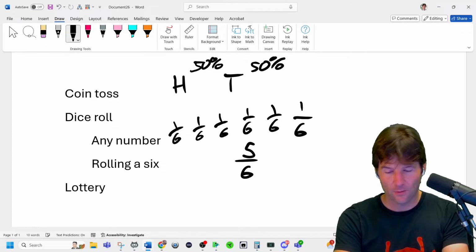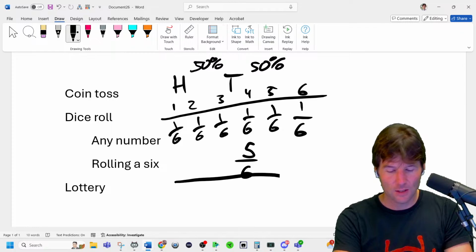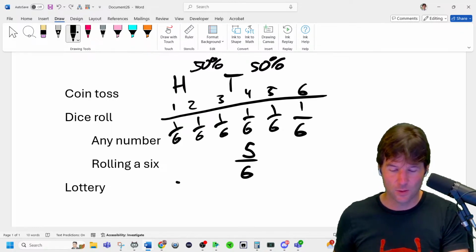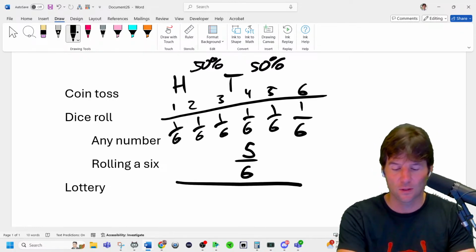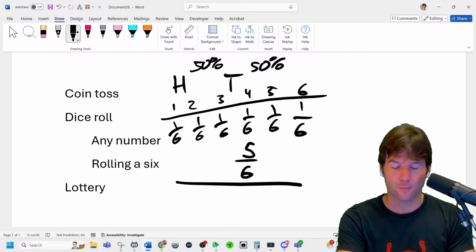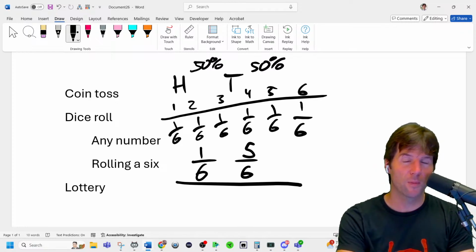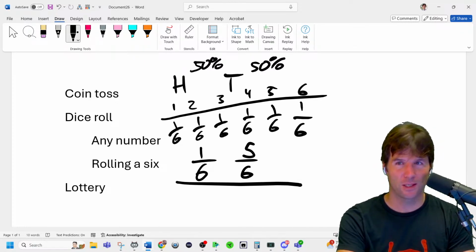Rolling a 6 versus not rolling a 6. So if we have rolling a 6 versus not rolling a 6, I'm just drawing the table of probabilities. What is the probability of rolling a 6 on a 6-sided dice? I think there's 6 sides. What's the probability you roll a 6? 1/6. So while every number might have an even probability, the probability of rolling a 6 is 1/6. The probability of not rolling a 6 is 5/6.